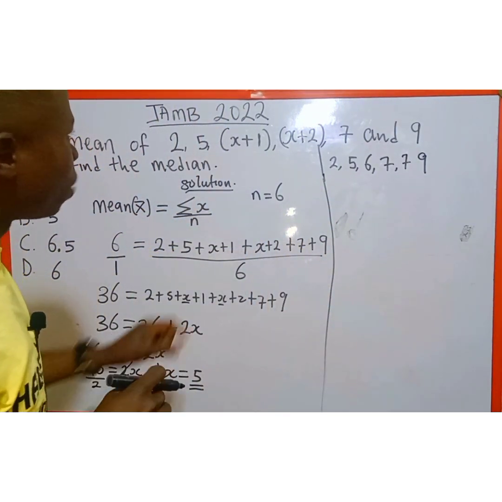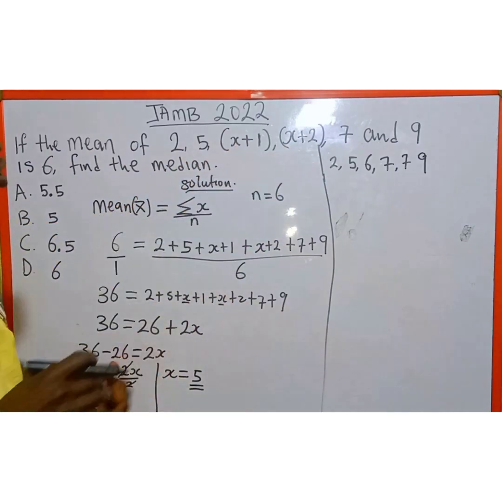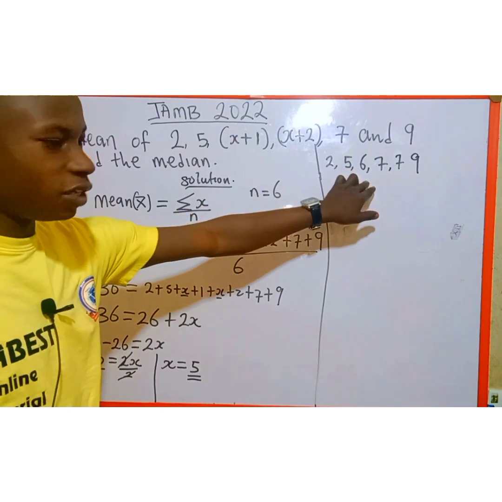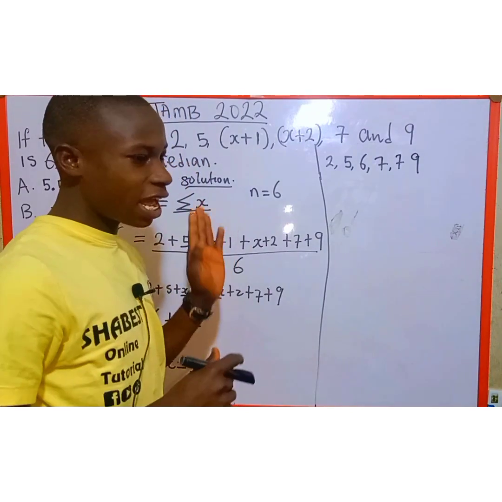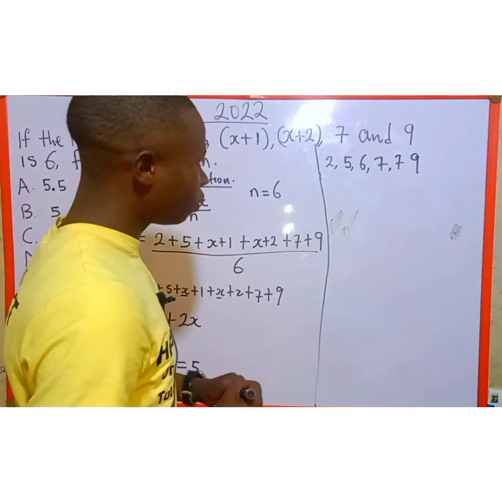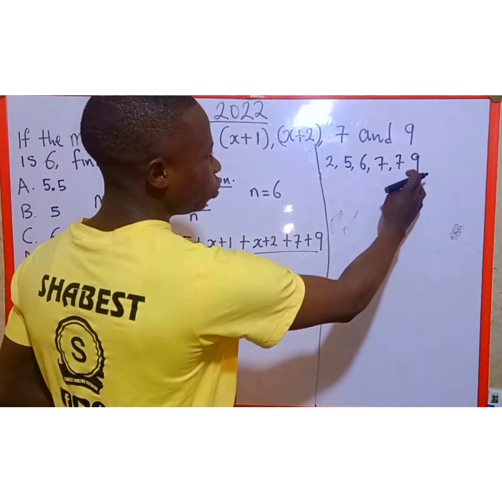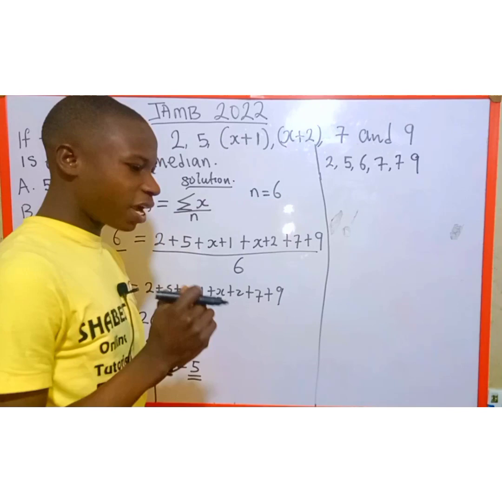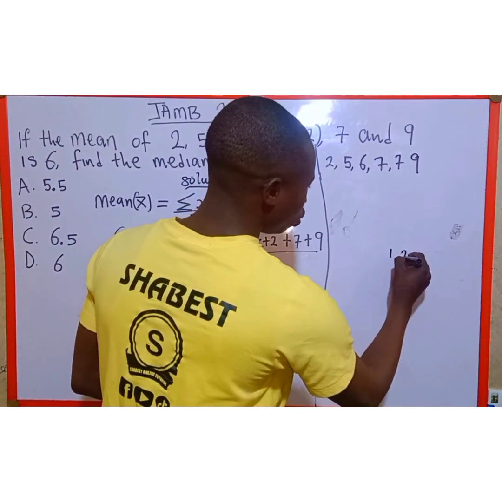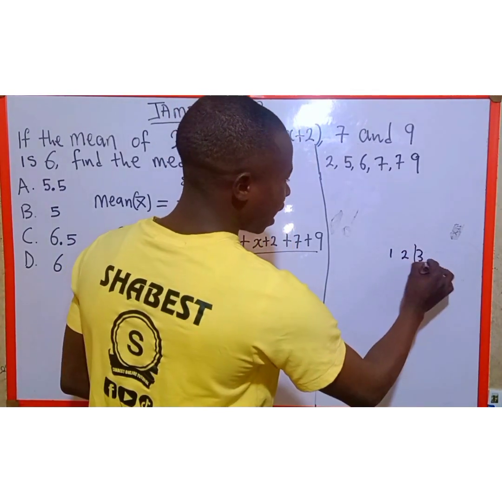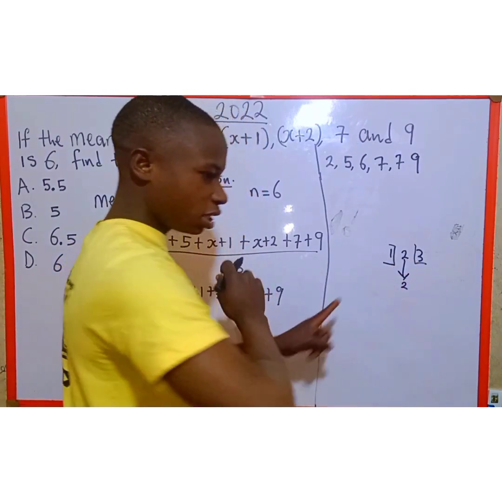Now, the next thing we are going to do, as the question says, is to find the median. We have successfully found the value of the unknown. What we are going to do is to find the median of this data. Remember, a median is a value that separates the higher half from the lower half. This data is arranged from the lowest number to the highest number. If you want to find the median of an odd data, like 1, 2, and 3, the median is 2.